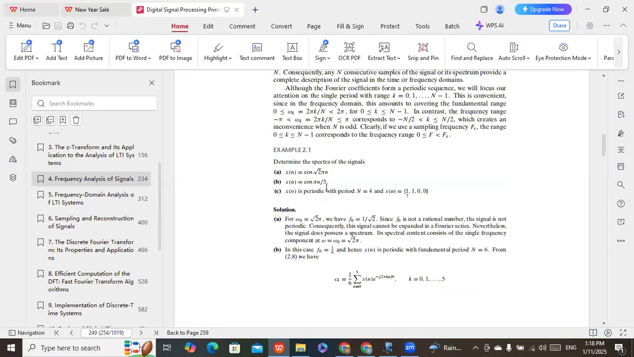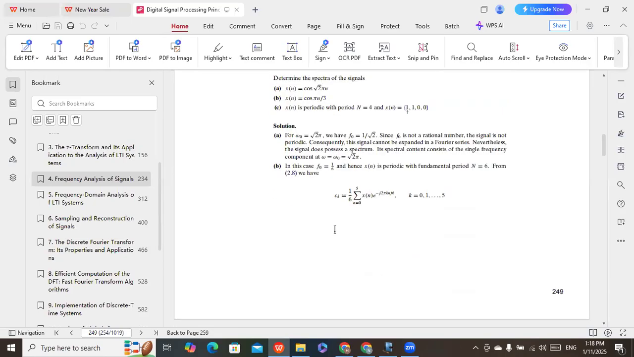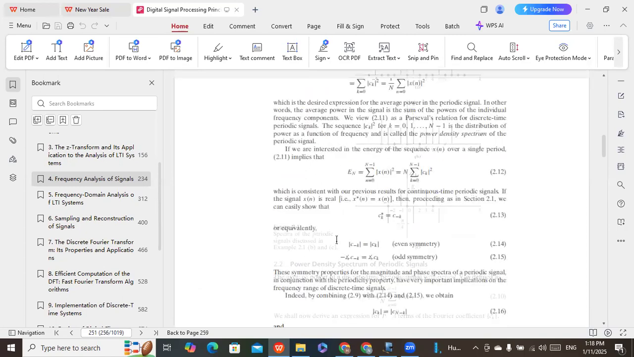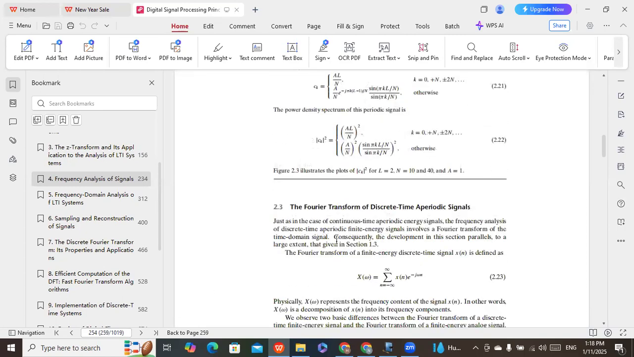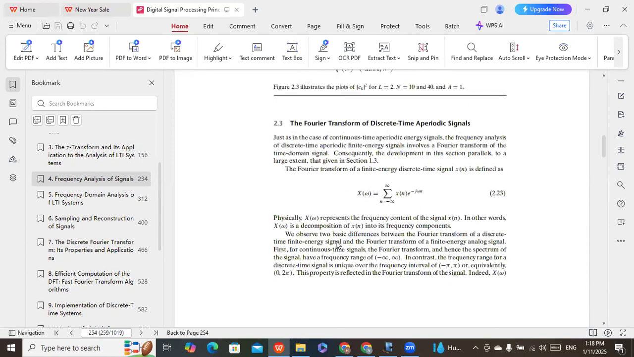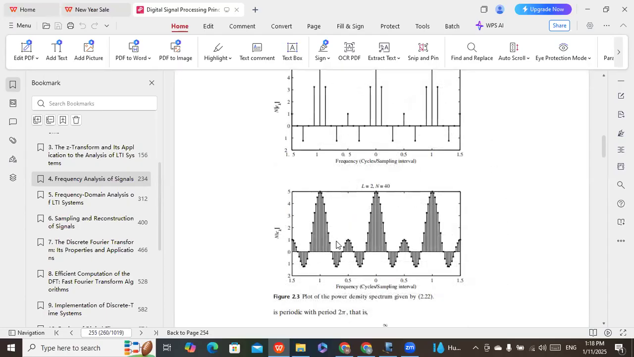So try to do this example also. So solutions are there, so you can practice. Actually, same kind of question will come to your exam also. So try to do this example also. Okay, so I think that is okay.